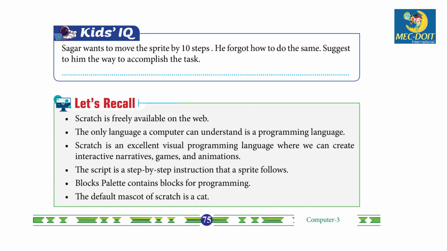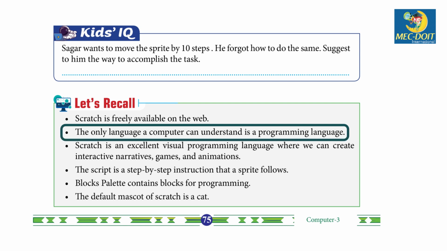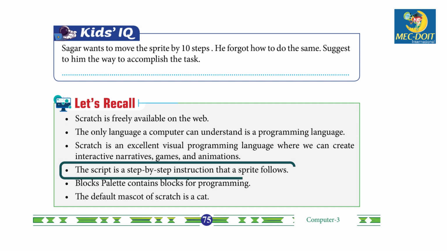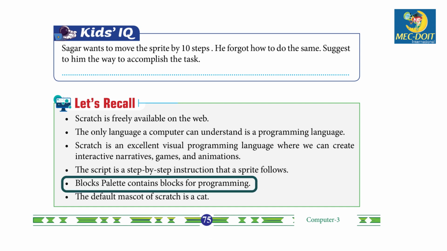Let's recall. Scratch is freely available on the web. The only language a computer can understand is a programming language. Scratch is an excellent visual programming language where we can create interactive narratives, games and animations. The script is a step-by-step instruction that a sprite follows. Blocks palette contain blocks for programming. The default mascot of Scratch is a cat.